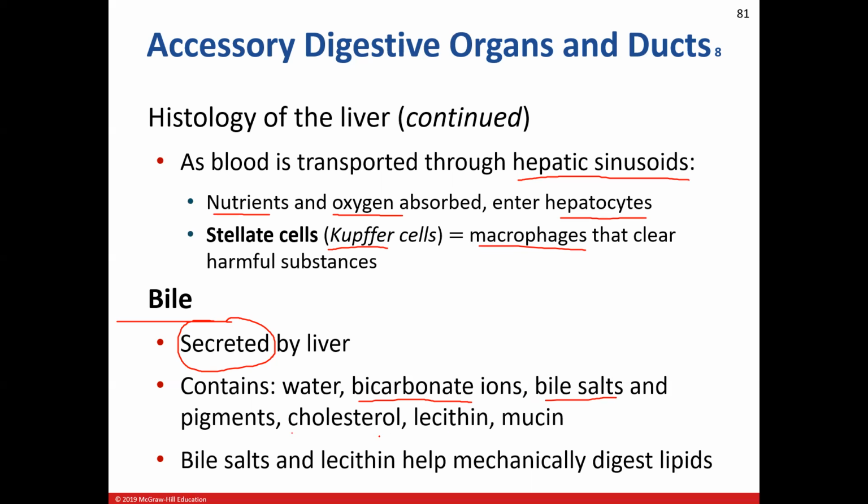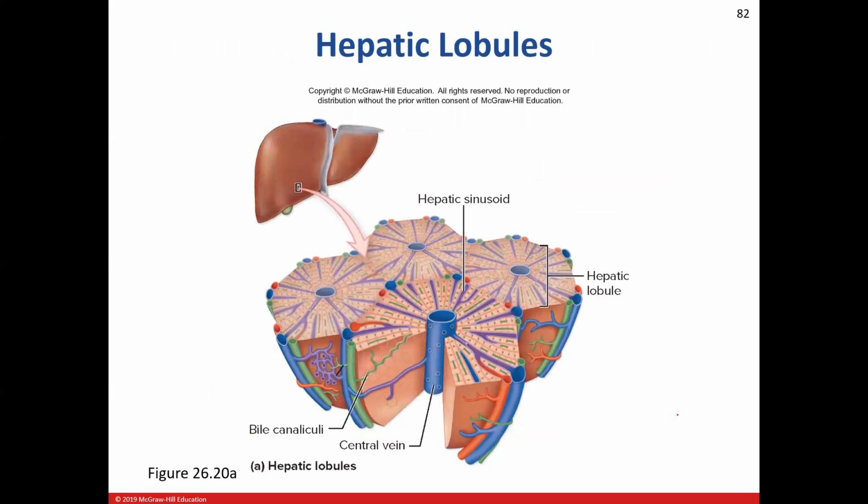Also, we'll have cholesterol, and we know that cholesterol plays a large role in the production of certain hormones. It's an integral portion of the plasma membrane components on cells. And then we have lecithin and mucin. And lecithin also helps to emulsify and break down fats. And then mucin, as you know, helps with mucus. So the main purpose of our bile is to mechanically digest the lipids, the fats. It plays a large role in that.